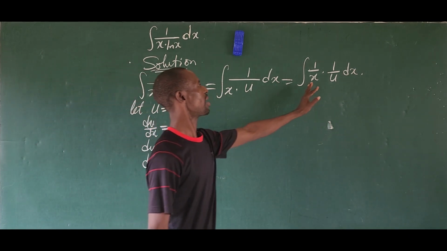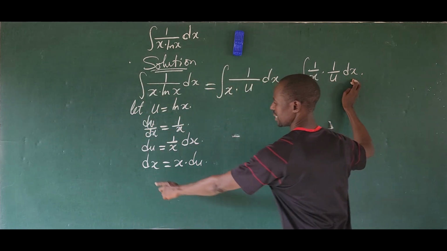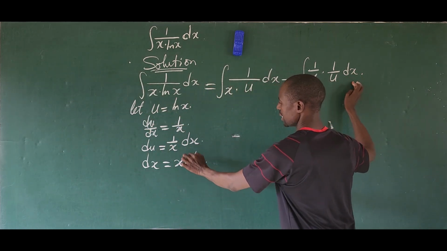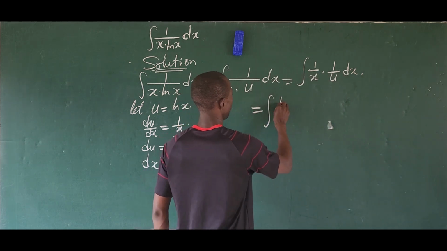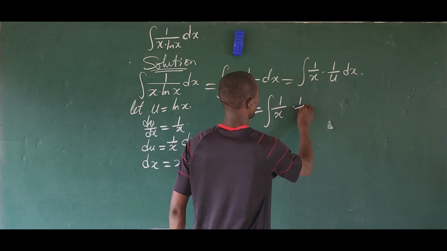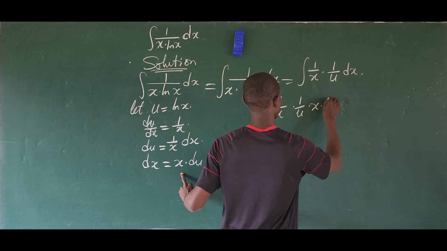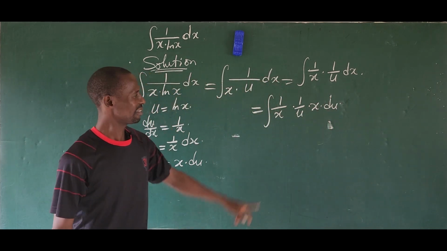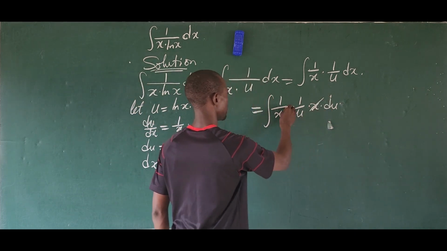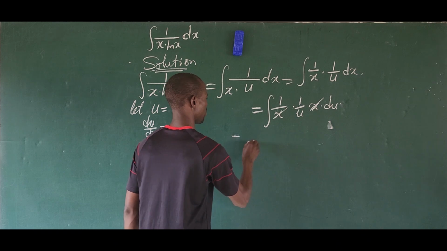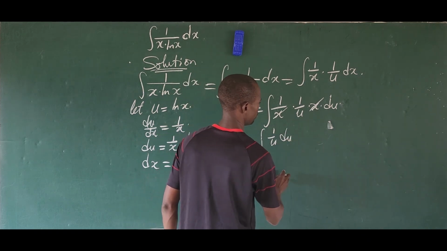All right, so let's come to our expression here now. We're going to substitute for our dx here. Our dx is equal to x times du, right? So if we substitute, this is going to give us the integral of 1 all over x times 1 all over u, then times x, then times du. Now look at what we have here. We're having x at the bottom here, and x at the top. So this and this will cancel. So we are now left with the integral of 1 all over u du.